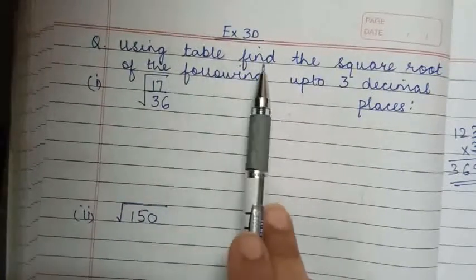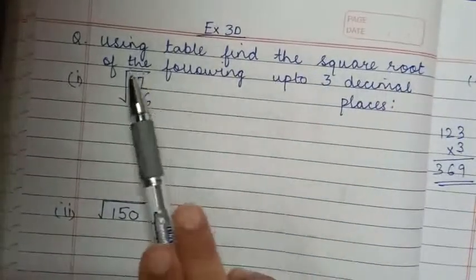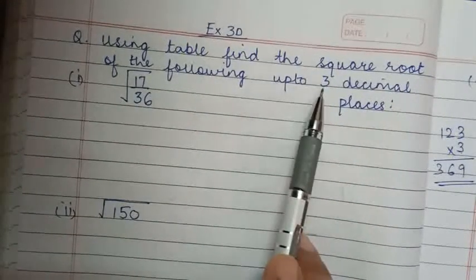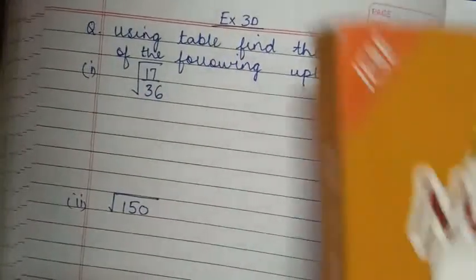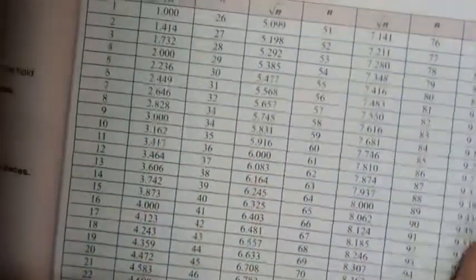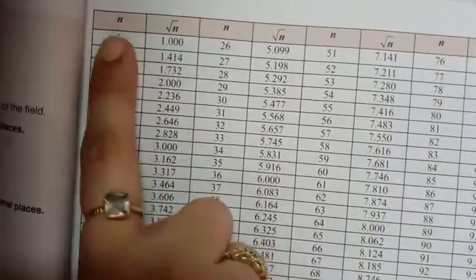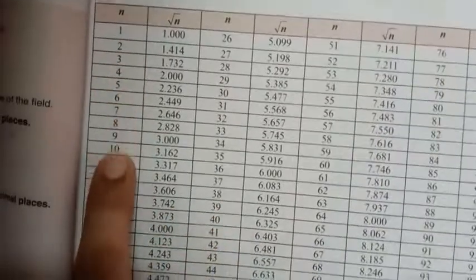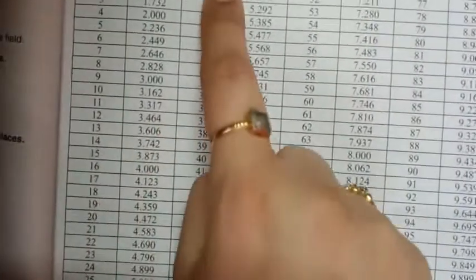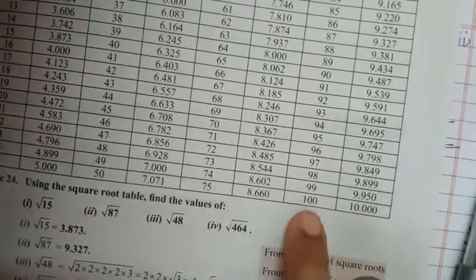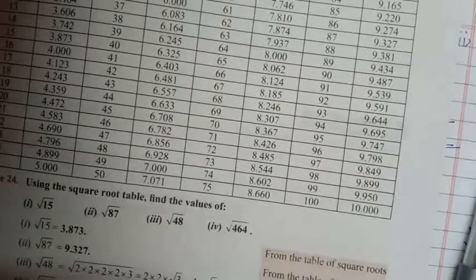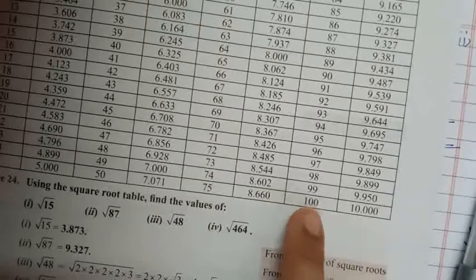In this you have to use the table for finding the square root of the numbers. The table is mentioned in the book. Like here I have a book, and in this book this table is given. You can see the first column, where the numbers 1, 2, 3, 4, 5, 6 are given, up to 100.